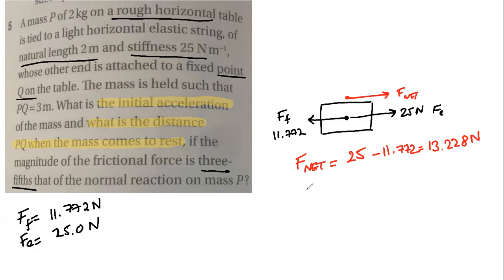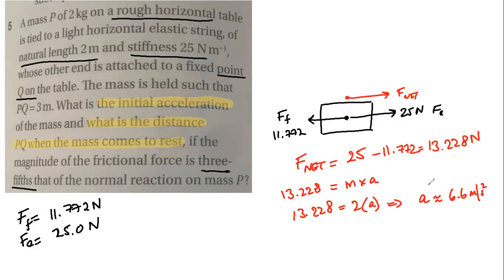Now, the dynamic equation for that is simply that the net force equals mass times acceleration, which is 13.228. Now, I have my mass, which is 2 kilograms, so I can easily substitute 2 times a, which is my unknown. If I rearrange, and I divide by 2 both sides, I get acceleration to be approximately, to 2 SF, 6.6 meters per second squared. And of course, the direction is going from left to right. And that's the answer for the first part.